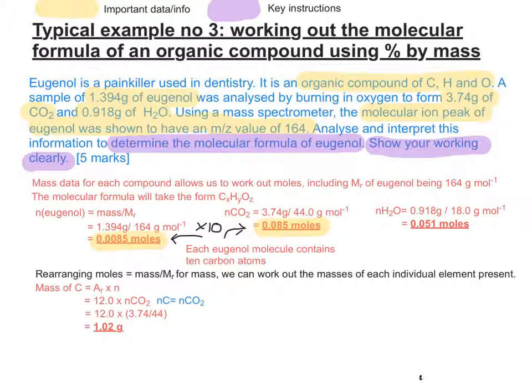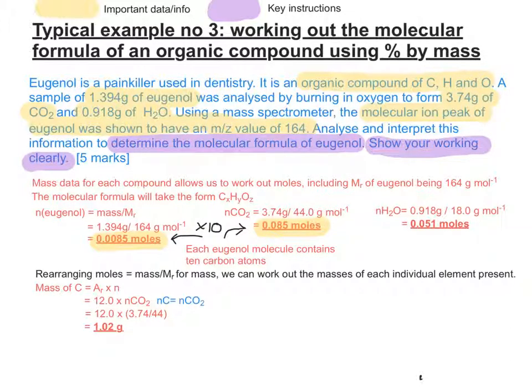So for carbon, we can assume that the number of moles of carbon is going to be the same as the number of moles of carbon dioxide. So rearranging moles equals mass over Mr, the mass of carbon is the atomic mass times the number of moles. 12 times the number of moles of carbon dioxide gives you 1.02 grams.